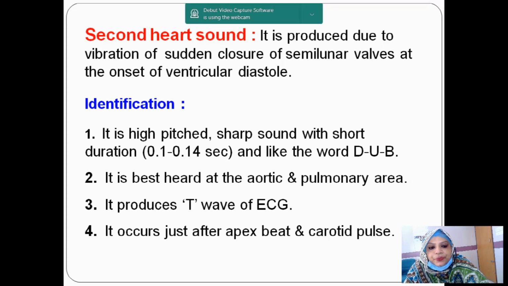I will mention in which area you will hear the first and second heart sound. There are four areas. Later on I will show you a slide. Now please only listen to me. It is best heard at the aortic and pulmonary area. Number three, it produces the T wave of the ECG. Very important MCQ question: the second heart sound produces the T wave of the ECG. Number four, it occurs just after the apex beat and carotid pulse. This is also important for MCQ.